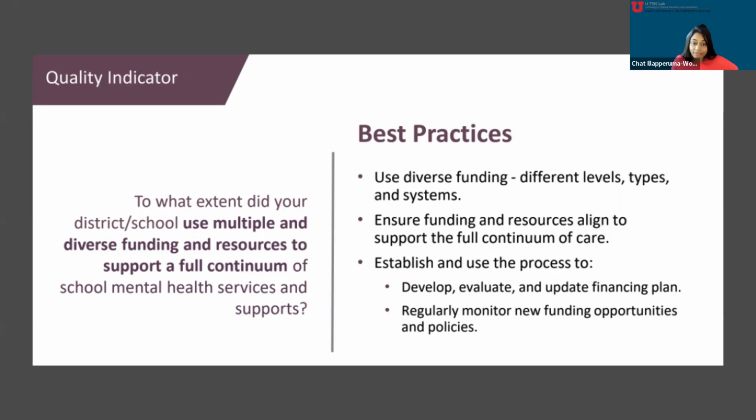So having multiple and diverse funding sources to support a full continuum is essential, not only for building, but also sustaining high quality school mental health systems. Some of the best practices include using multiple and diverse funding sources from different levels. When we talk about levels, we want to think about school level, the local level, district level, the state, and the federal level. And then we want to think about different types of funding.